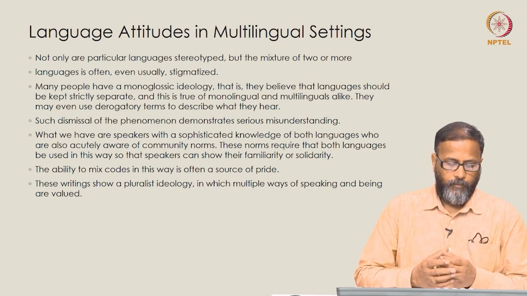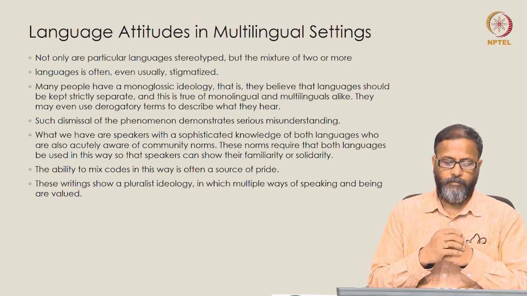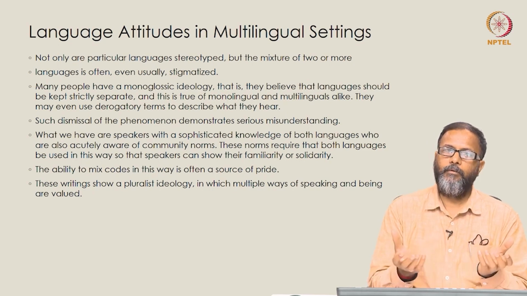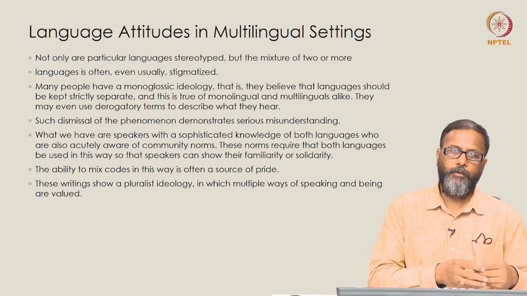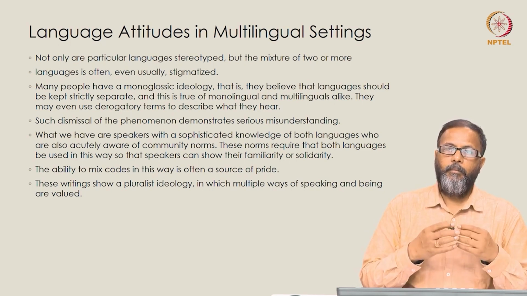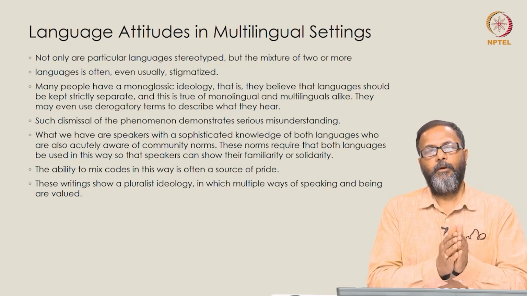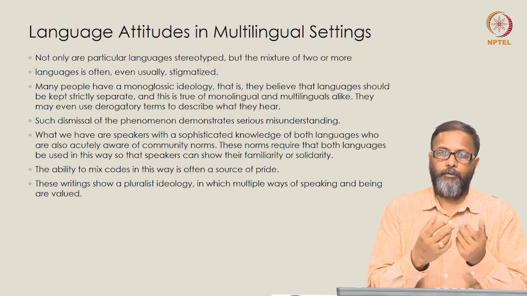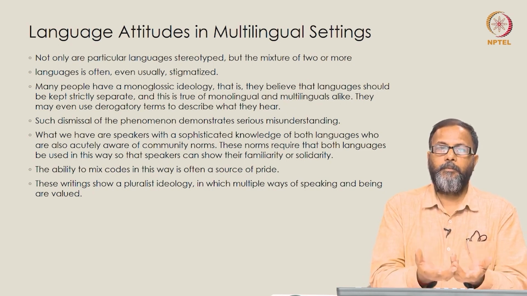What we have are speakers with a sophisticated knowledge of both languages who are also acutely aware of community norms. What does it mean? It means that if I am speaking three, four, five languages, I do know where to speak what, where to choose which language. So my choice of language is not determined arbitrarily or randomly by me, but my choice of variety that I'm going to use in a particular communication situation will depend on multiple factors, like my identity, like the context, like the topic, right? Also depends on the partner. Who is your communication partner? With whom are you speaking, right?